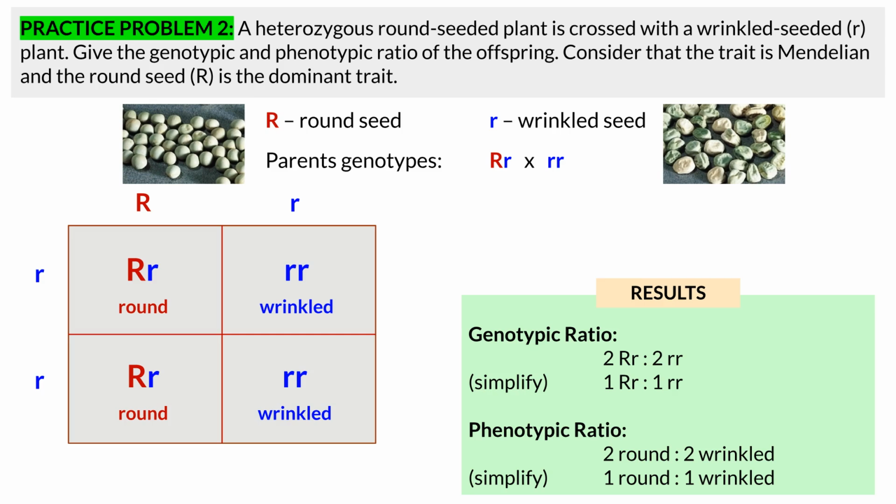Step 4. Fill in the Punnett square. When the gametes combine, two possible offspring combinations are formed. Offspring with at least one round allele have round seeds. Offspring with two wrinkled alleles have wrinkled seeds. Step 5. State the results. Genotypic ratio, 2:2. Simplified to 1:1. Phenotypic ratio, 2:2. Simplified to 1:1.